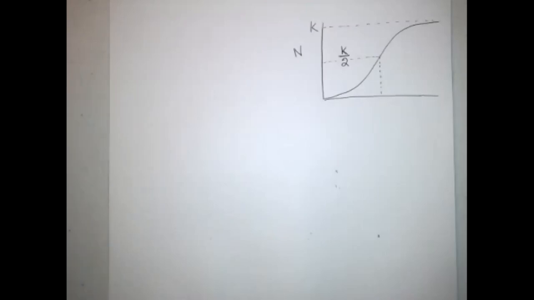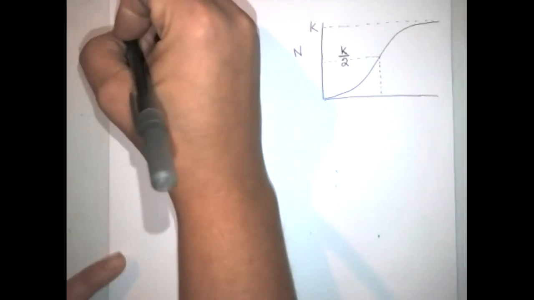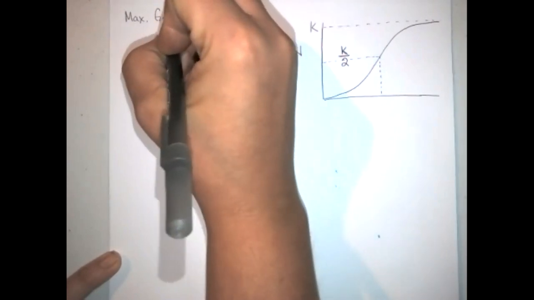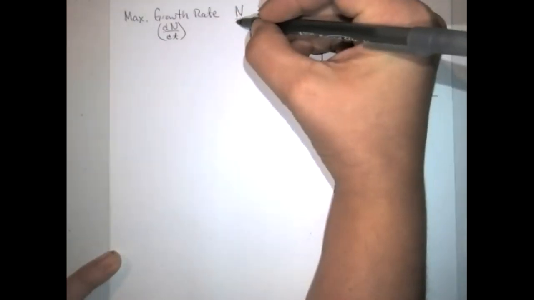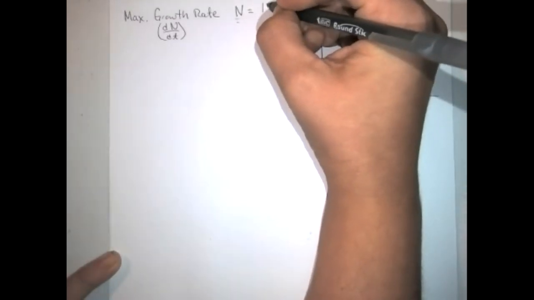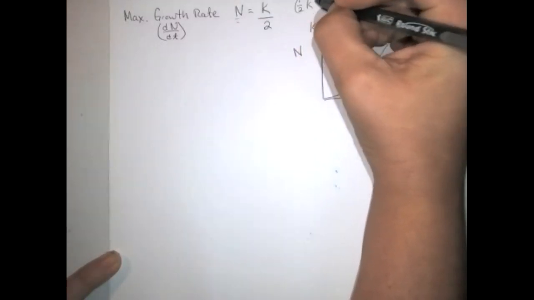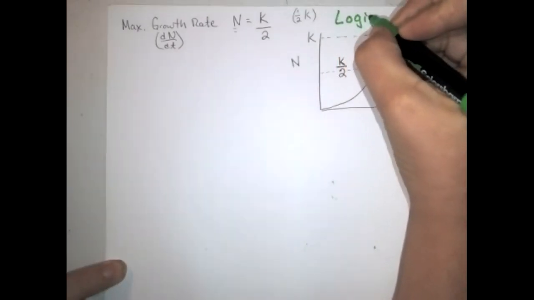Okay, so we know now that the maximum growth rate, the largest dN/dt, is going to occur when the size of the population n is half of the carrying capacity, right? So this is essentially one half times K. Okay, so that's the maximum growth rate. That is something that I could ask you for, right? And that is important in logistic growth.